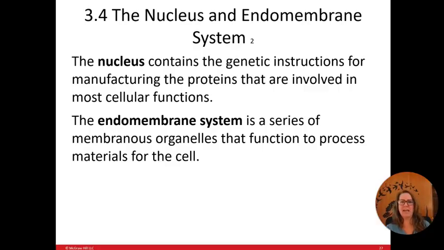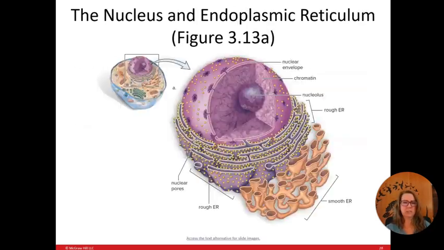So essentially what we have inside our eukaryotic cells is a series of membranous organelles that function to process materials for the cell. It's like a whole manufacturing center, which is super cool. And it starts kind of with its central focus, the nucleus. Okay, so let's take a look. So here we have the nucleus. You see the nucleus has nuclear pores. This means things can exit this nucleus.